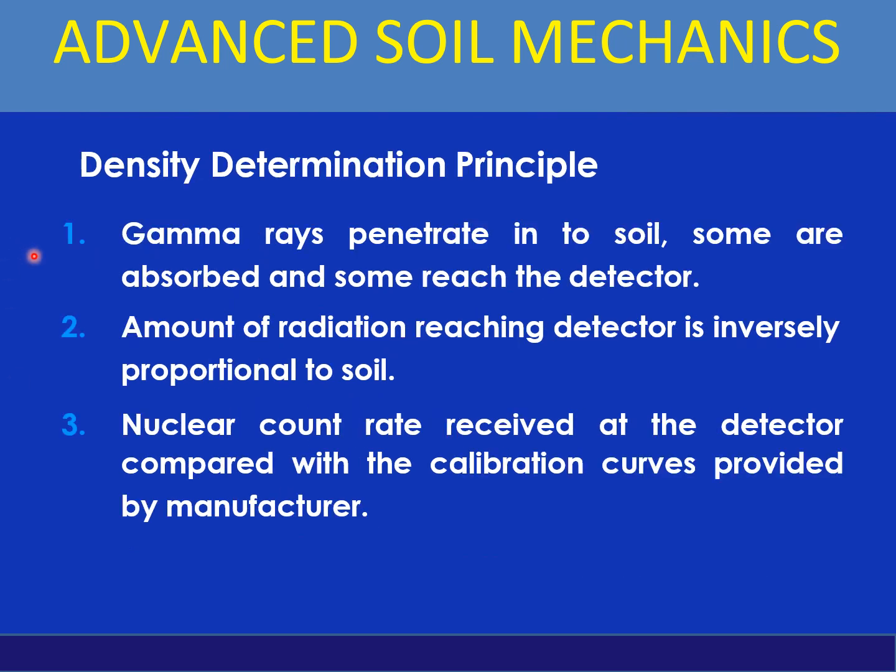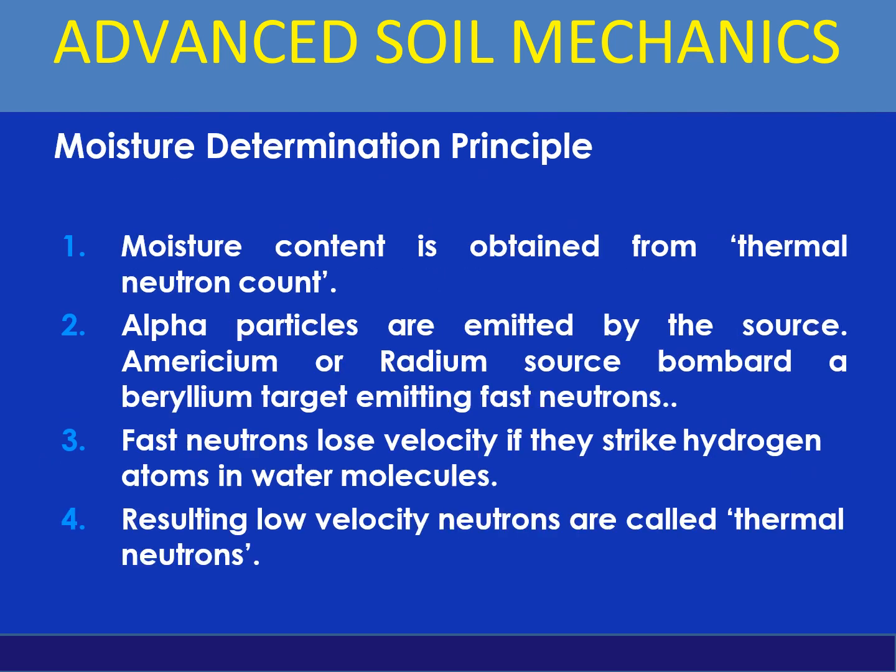Gamma rays penetrate into the soil. Some are absorbed and some reach the detector. The amount of radiation reaching the detector is inversely proportional to soil density. The nuclear count rate received at the detector is compared with the calibration curves provided by the manufacturer. Moisture content is obtained from the thermal neutron count.